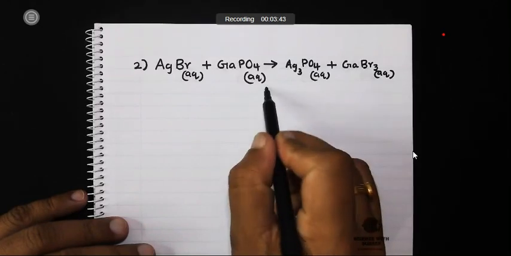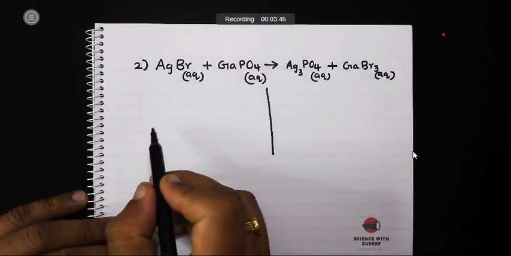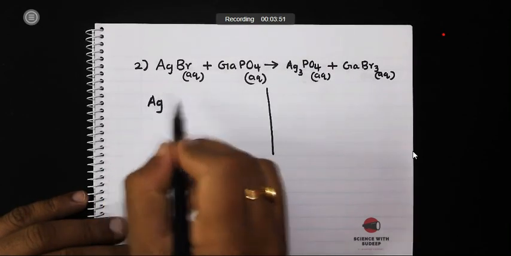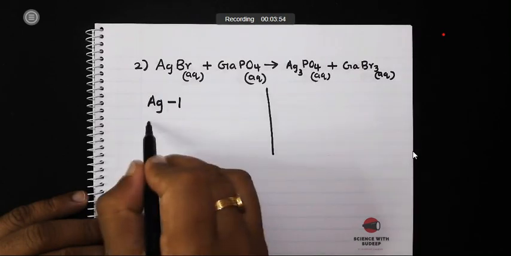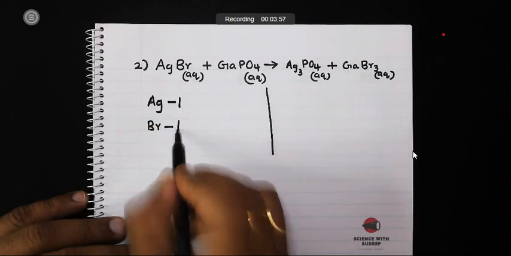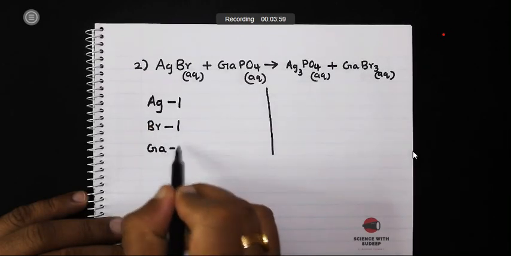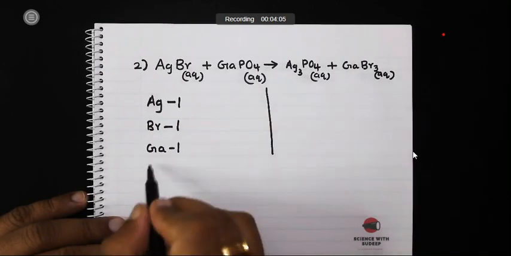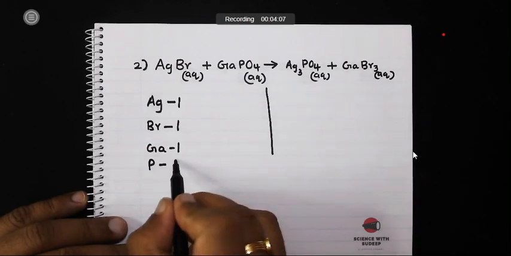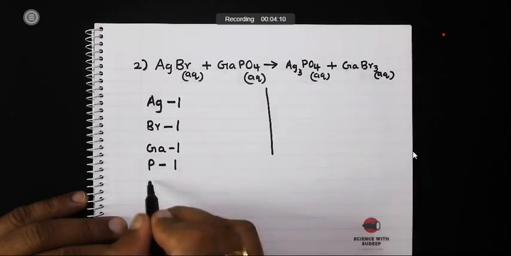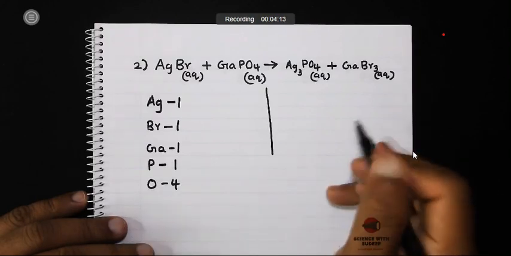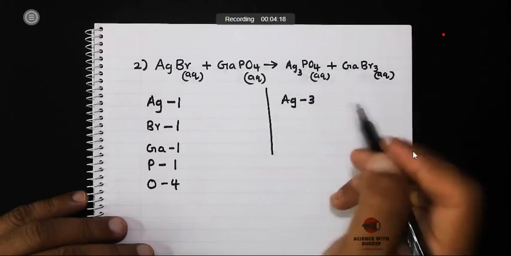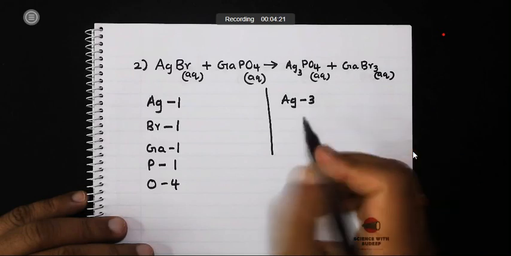Okay, the normal procedure is, let's check the number of elements on the left hand side and the right hand side. Let's start with silver here, Ag. You can see 1 silver here, and bromine, Br, is 1. Ga stands for gallium, and in PO4 you have to split the P and oxygen. They are 2 different elements. Phosphorus 1, oxygen, we have 4 oxygen here. On the right hand side we have 3 silver. Look at Ag3. So the equation is already unbalanced.